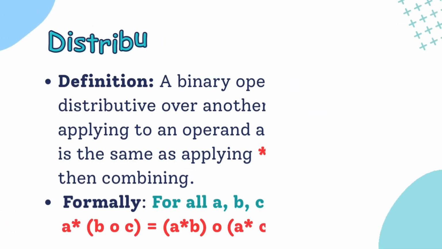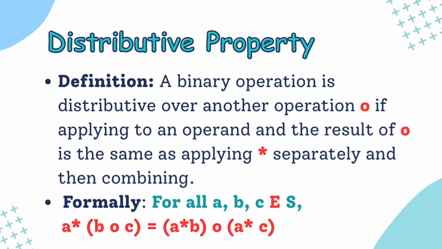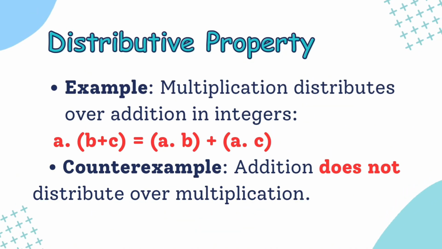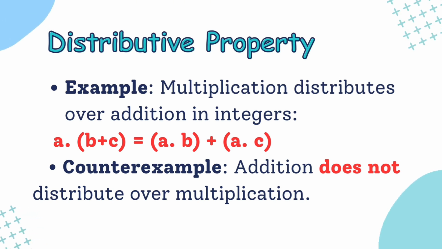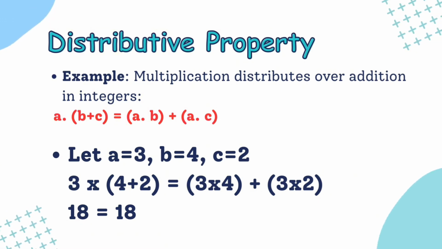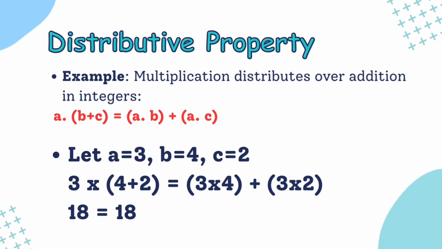Now let us have the distributive property. A binary operation star is distributive over another operation circle if applying star to an operand and the result of circle is the same as applying star separately and then combining. Take note that the symbol circle here represents a second operation. So if symbol star represents multiplication, then symbol circle represents addition. Here's how it works. Multiplication distributes over addition in integers. Therefore, addition does not distribute over multiplication. Let's break it down. Let's say A equals 3, B equals 4, and C equals 2. If we substitute, distribute, and solve it, then 18 is equal to 18.